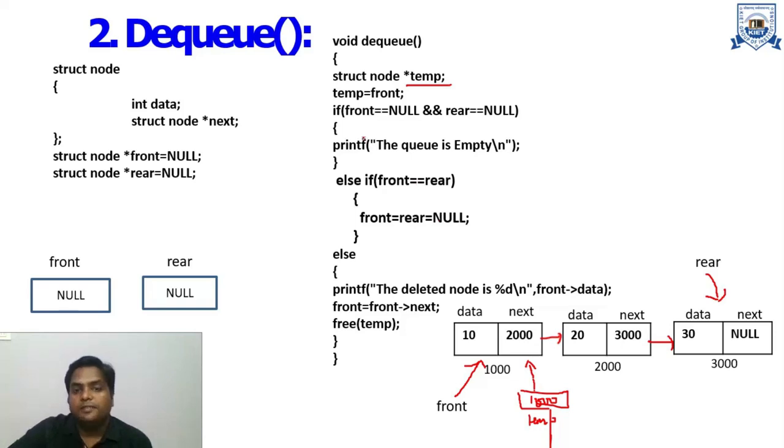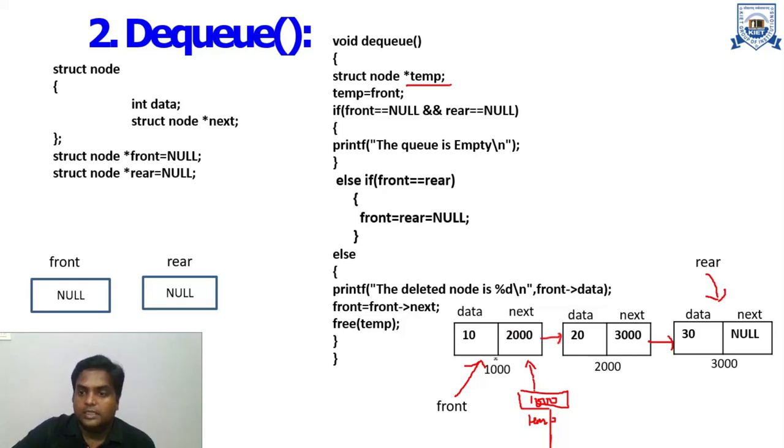Initially we check if front equal to null and rear equal to null. No, this condition is false because the list is not empty. Then we check front is equal to rear.